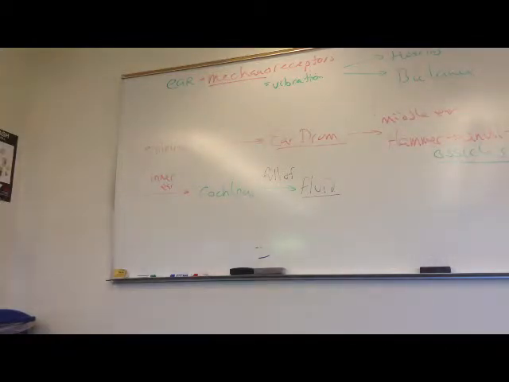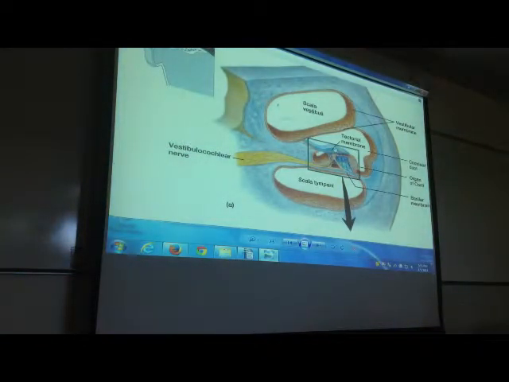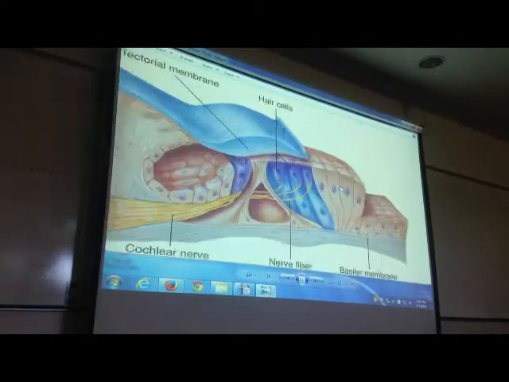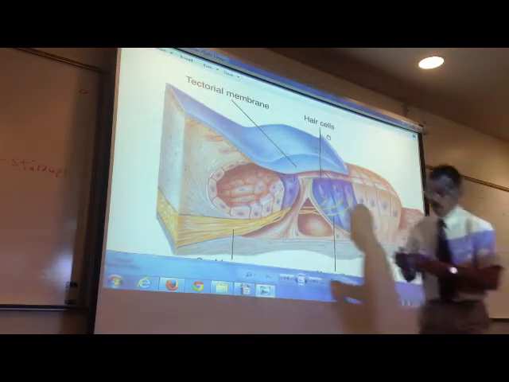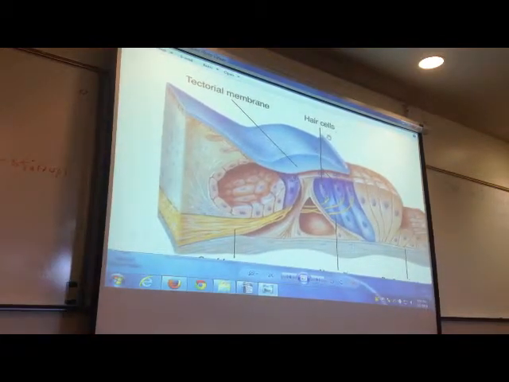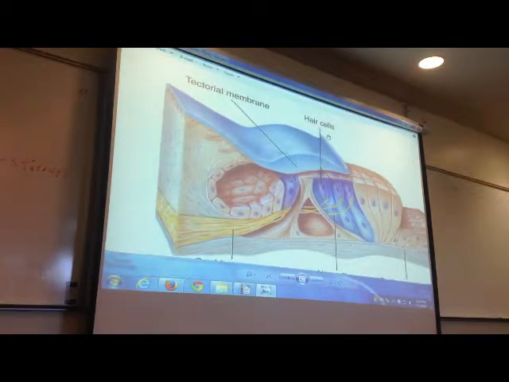We're not done yet. Because I'm going to show you now this picture. This is looking in the snail one more time. It took the fluid out. The fluid will be in the white spaces. We're going to zoom in right here. Wow. What do you see here? Hair cells. So inside your snail, in the fluid, are hair cells. The fancy word is stereocilia. You can say hair cells, I'm cool with that.